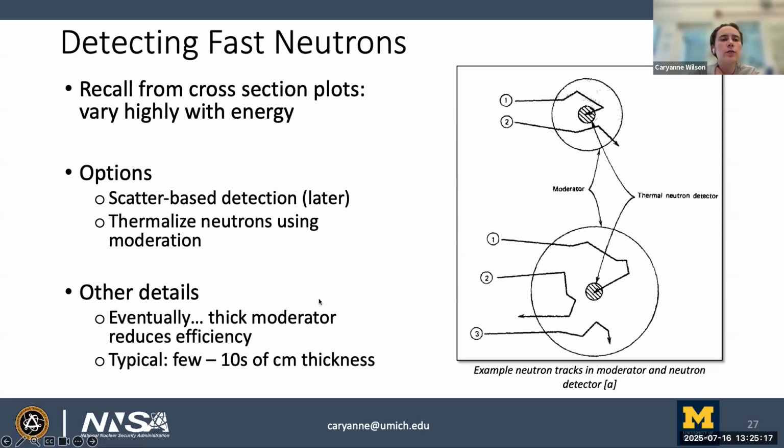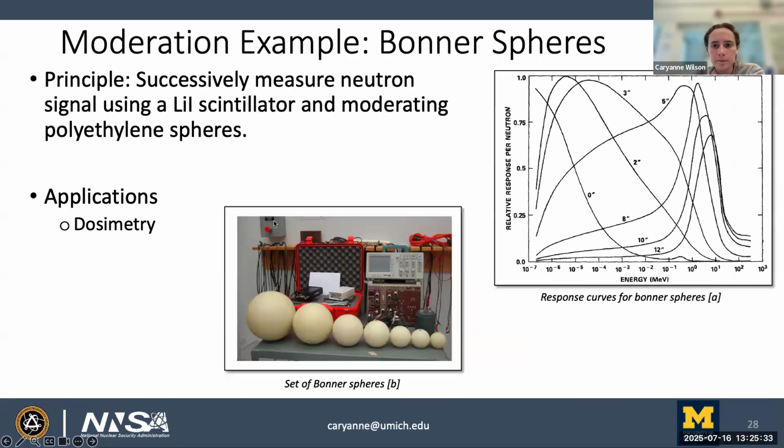When we decide to moderate neutrons, if you get a thick enough moderator, it will eventually reduce the detector efficiency. The typical moderator we use is between a couple and tens of centimeters. For a moderating material, you want something a neutron can deposit a lot of energy onto, such as hydrogen. So many of the examples and applications you see use polyethylene or water.